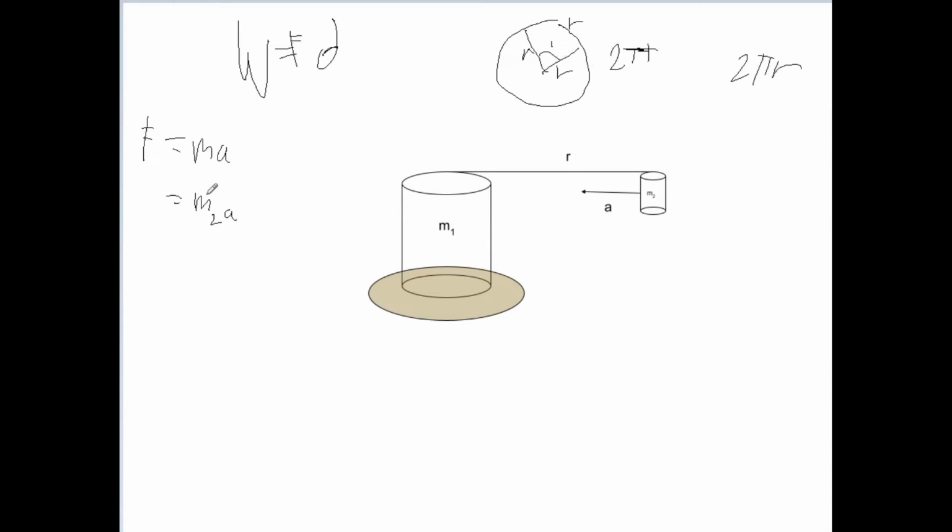So as you can see, the distance is r, and then we have m2a, so the work is actually a m2 r. am2r, what the fuck?